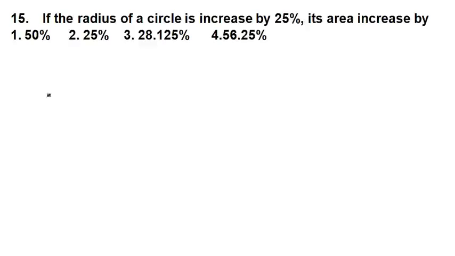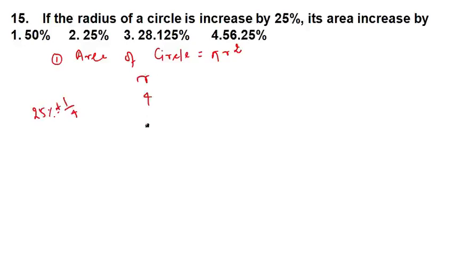Okay, see, area of a circle is equal to pi r square. Fine. It is said that the radius got increased by 25%, which means 1 by 4. Before, the radius was 4, now it is 5.